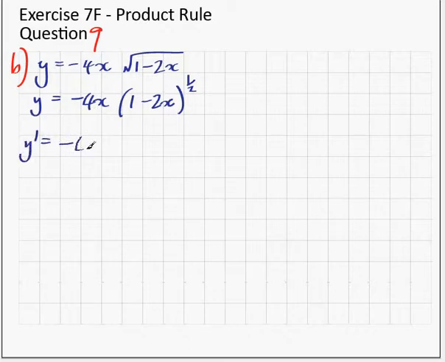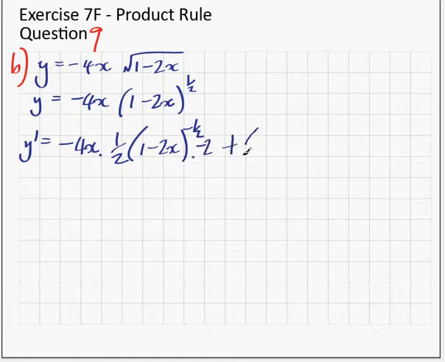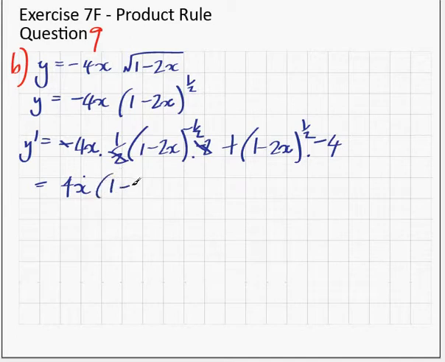I start by going the first term times the derivative of the second, plus the second term times the derivative of the first. I'm going to tidy this up a little bit. The 2 and the minus 2 will cancel out. The minus and the minus will cancel out. So that just leaves us with 4x times (1 minus 2x) to the minus a half, minus 4 lots of (1 minus 2x) to the positive a half.